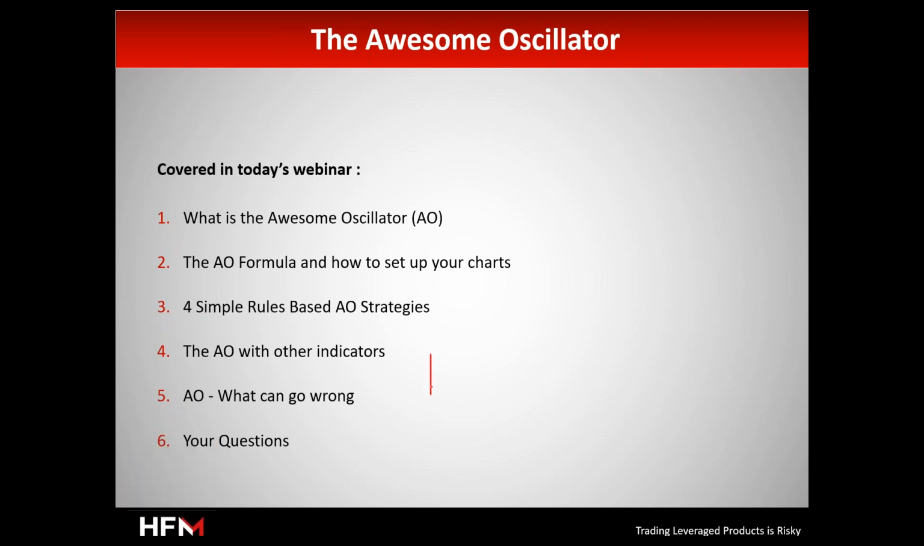So the formula of the Awesome Oscillator equals the 5 simple moving average, minus, actually, first of all, the median price.